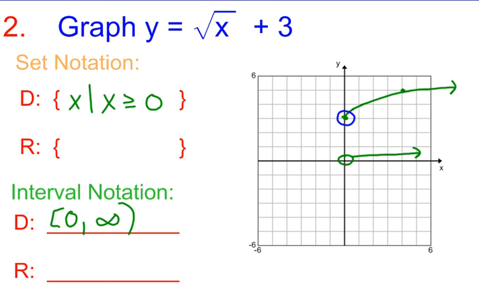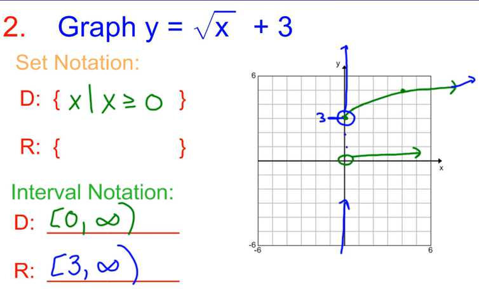Y values, as I'm moving up the graph, so I'm going like this upwards, I start touching at y equals 1, 2, 3. So I would do a closed circle, or a bracket at 3, and then I touch forever as I'm going up. Don't I? Because that arrow is going to keep getting wider. So I'd say to infinity.